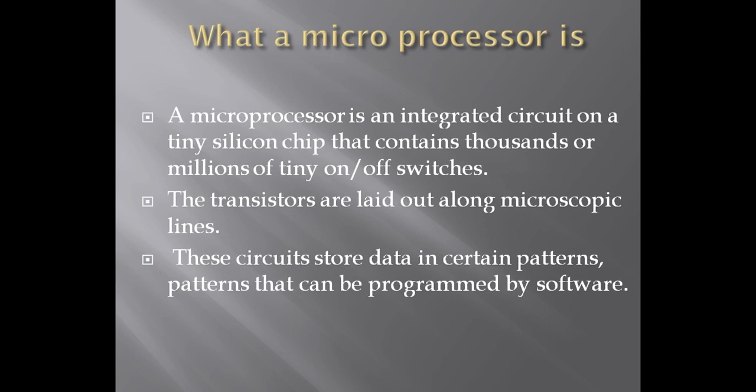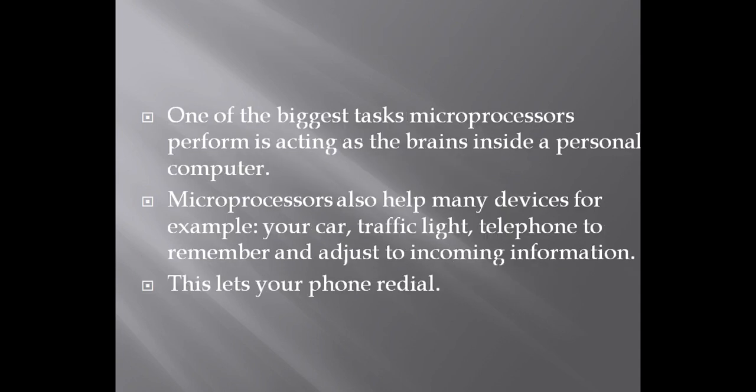A microprocessor is an integrated circuit on a tiny silicon chip that contains thousands or millions of tiny on-off switches known as transistors. The transistors are laid out along microscopic lines, which are made up of superfine traces of aluminium that store data. These circuits store data in certain patterns that can be programmed by software. One of the biggest tasks microprocessors perform is acting as the brains inside a personal computer.